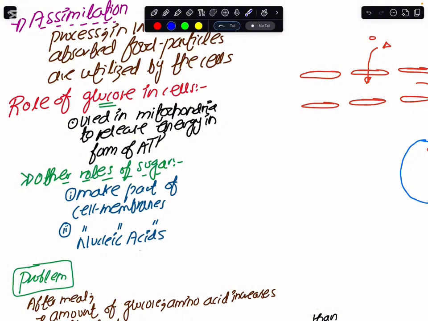And these sugars also make some part of our nucleic acids, like the nucleotides that we have in the DNA. So some part of them is made up of sugar. So this is how the sugars are assimilated, or used, within the cells of my body.